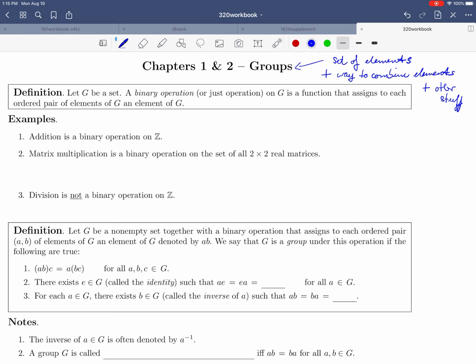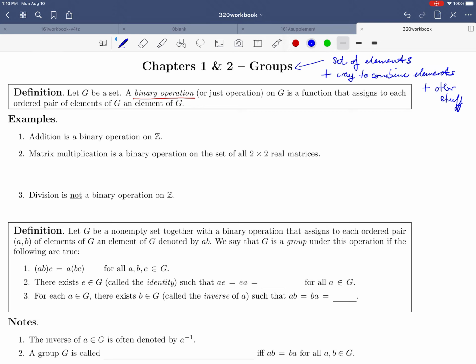And this way of combining elements, we call that a binary operation. So that is the first thing that we want to define. What do we mean by combining elements? So let's read the definition. Let G be a set, then a binary operation or just operation on G is a function that assigns to each ordered pair of elements of G an element of G. Okay.